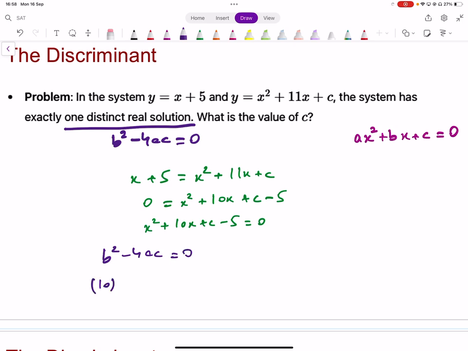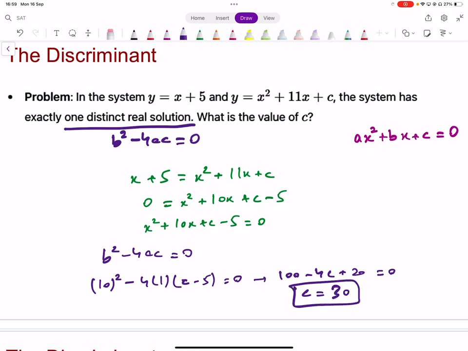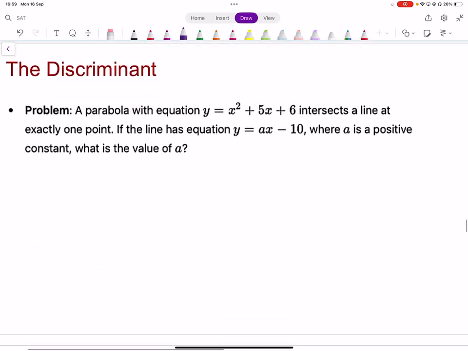That means 10 squared minus 4 into 1. What's c? In place of c, we've got this whole thing, right? The constant is c minus 5. And that gives you 100 minus 4c plus 20 equal to 0. And the value of c is 120 over 4, which is 30. That's the value of c that we're looking for. No problems?